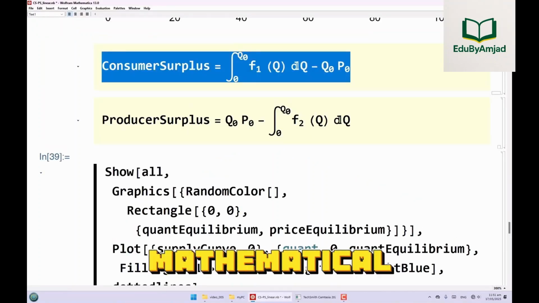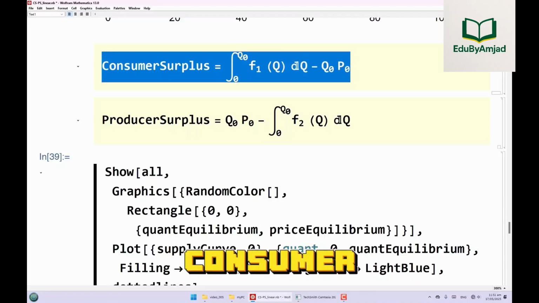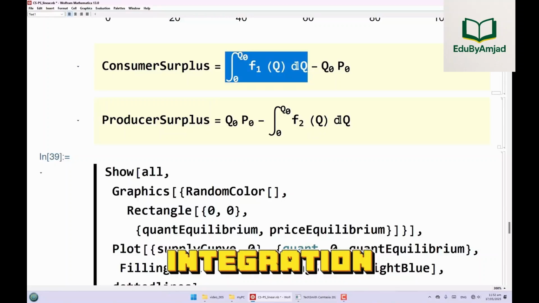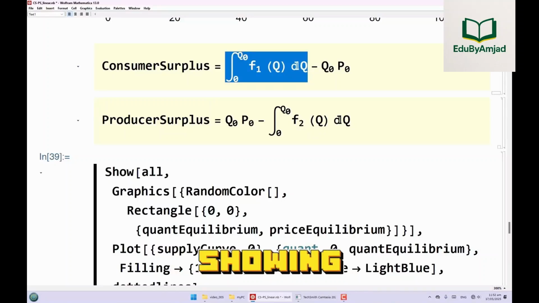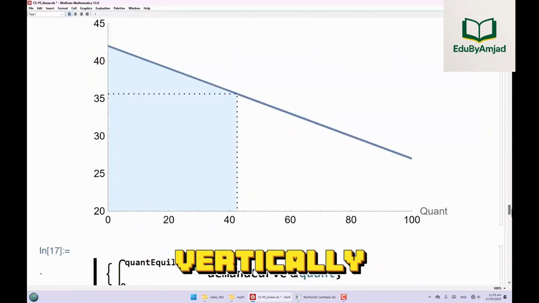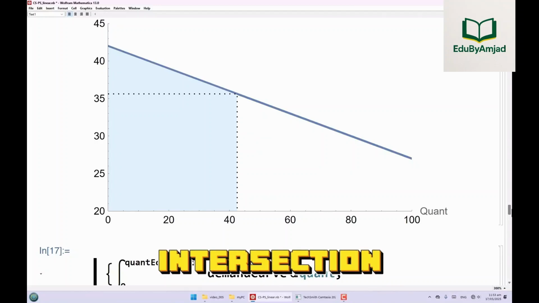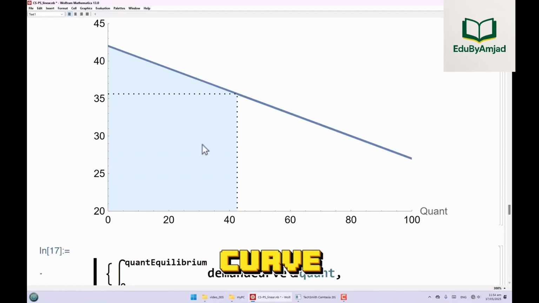Using calculus and mathematical economics, we show consumer surplus as shown here. This is the integration of the demand function, showing the area under the demand curve, vertically between the demand curve and the x-axis, and horizontally between the y-axis and the intersection of the demand and supply curve. This is the whole area of integration.